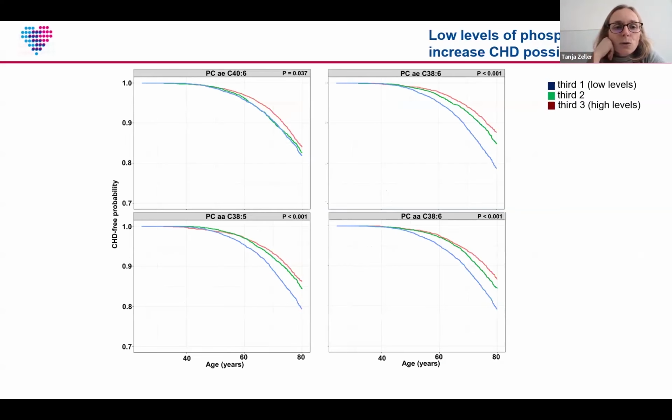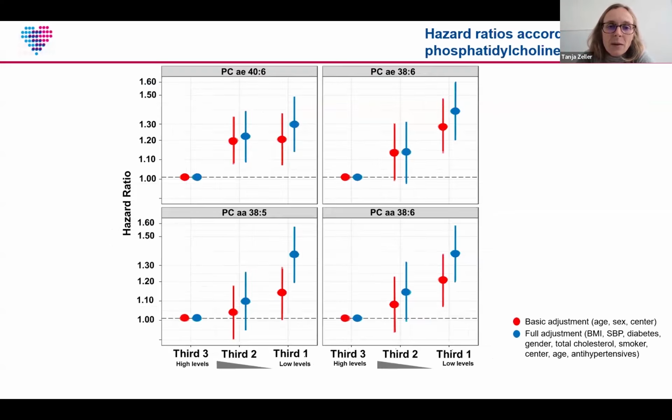And then we went on to check whether these metabolites give us information about the survival, whether high or low levels of these phosphatidylcholines would give you information on the coronary heart disease free probability, so the risk to get coronary heart disease. And as you can see, the higher the levels of these 4 phosphatidylcholines, the higher was also the risk across, I think it was 13 years, to get coronary heart disease.